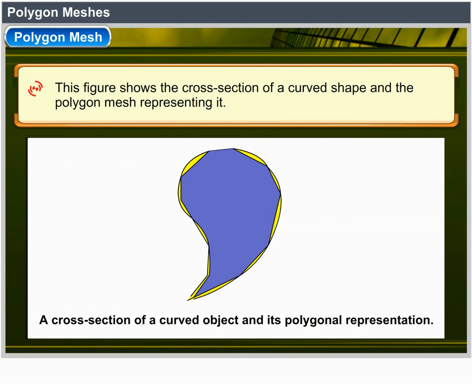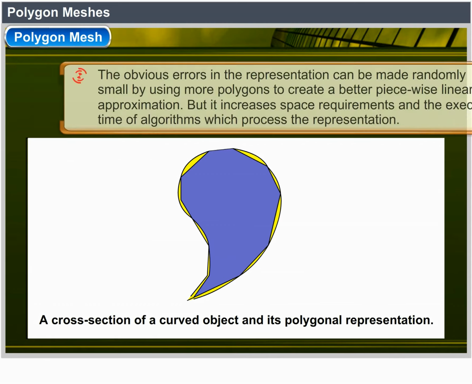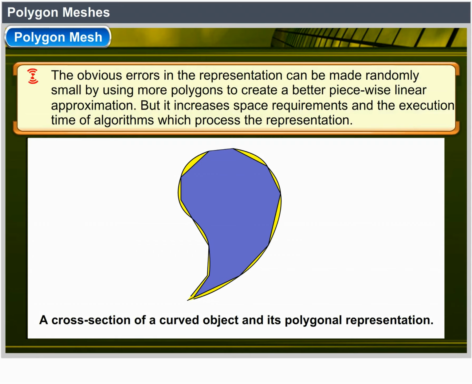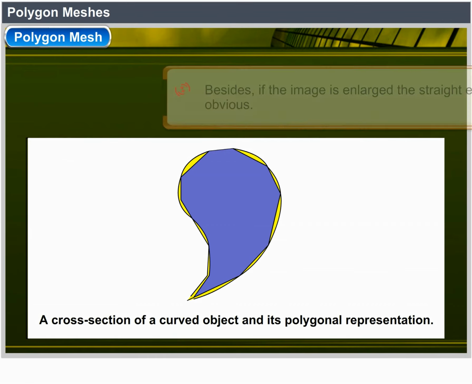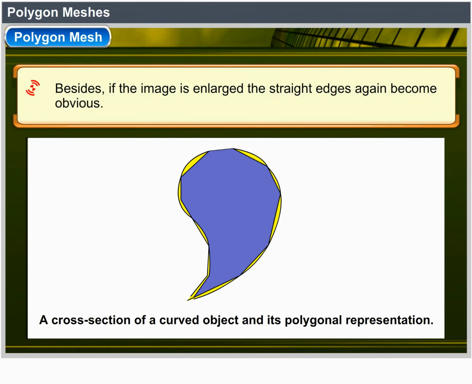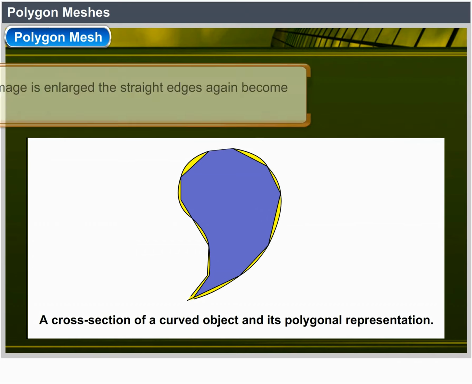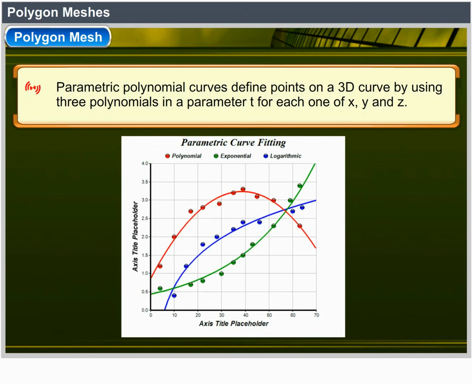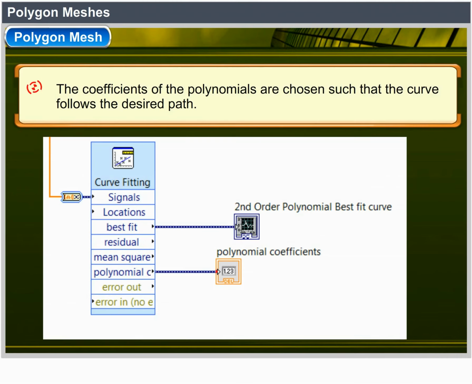The obvious errors in the representation can be made arbitrarily small by using more and more polygons to create a better piecewise linear approximation, but this increases space requirements and the execution time of algorithms processing the representation. Furthermore, if the image is enlarged, the straight edges again become obvious. Parametric polynomial curves define points on a 3D curve by using three polynomials in a parameter t, one for each of x, y, and z. The coefficients of the polynomials are selected such that the curve follows the desired path.